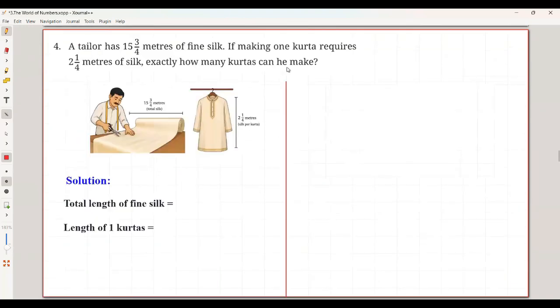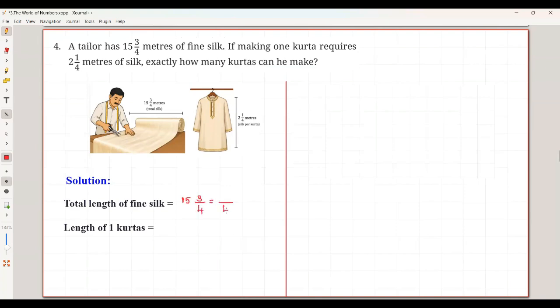Now question number 4. A tailor has 15 3 by 4 meter of fine silk. If making one kurta requires 2 1 by 4 meter of silk, exactly how many kurtas can he make? Total length is given as 15 3 by 4. For making one kurta, 2 1 by 4 meter of silk is needed. How many kurtas can we make? First, just write what is given. The total length of fine silk is 15 3 by 4. As it is given as a mixed fraction, just convert it into an improper fraction.